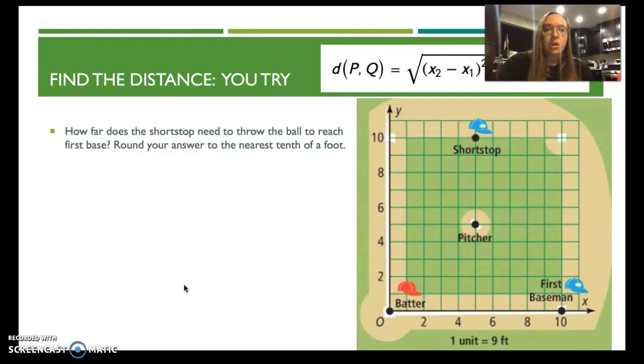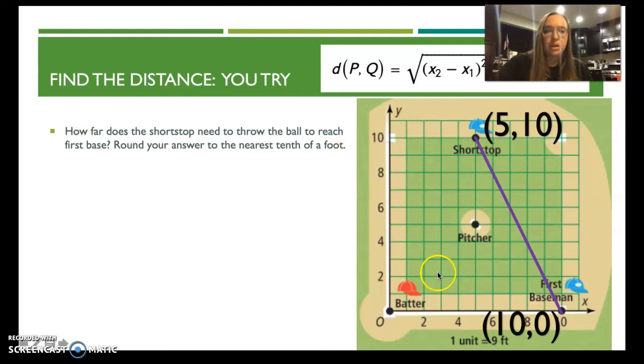Okay, here's one for you to try. Pause that video, give it a shot. You're going to find how far the ball is from the shortstop to the first baseman, and there's a hint to get you started.